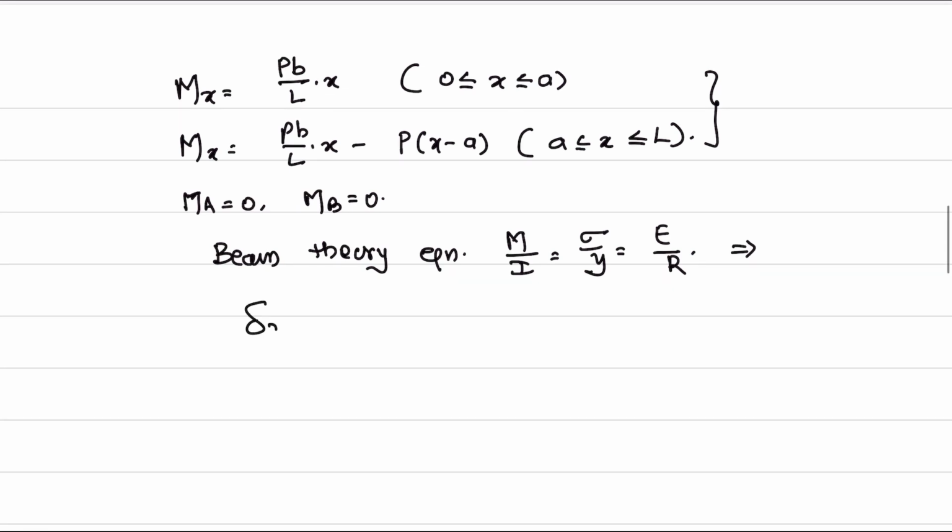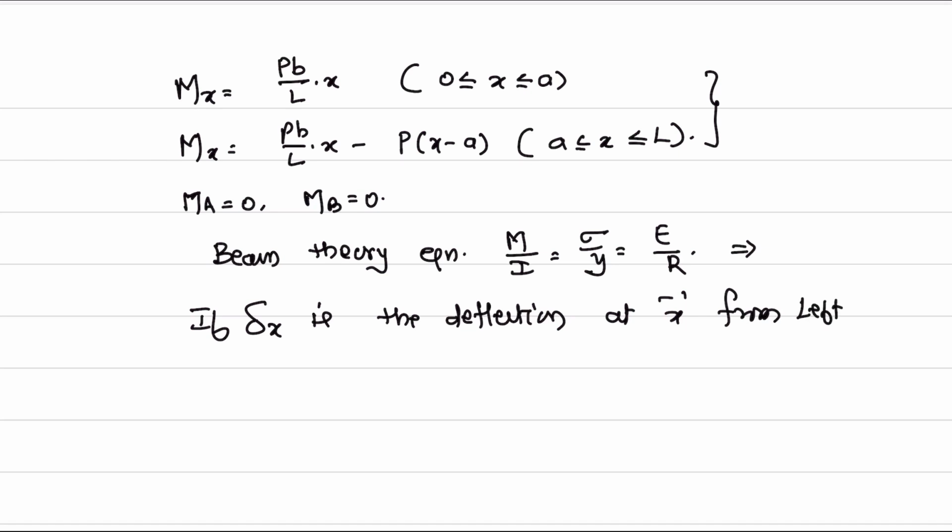please make a note of this equation. If delta X is the deflection at X from the left support, let us say, from any support we can take left support, then what happens?